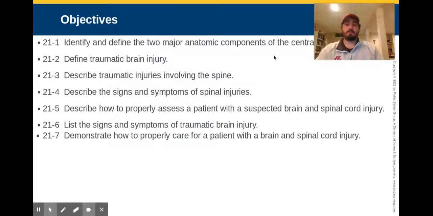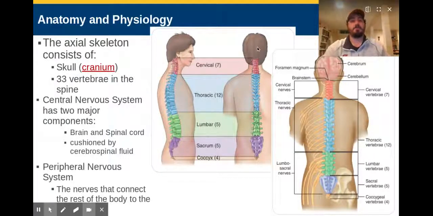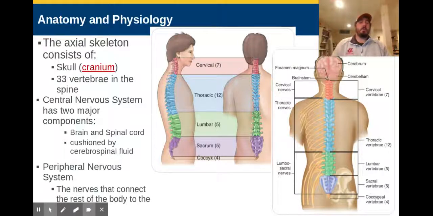All right, so we're going to start off talking about some anatomy and physiology first, because it is really important. These are things that we need to know as EMS providers and really anybody working in an emergency medicine field, right? We know we have the axial and the appendicular skeleton. So we're really talking about the axial skeleton, right? Skull, vertebrae, ribs, and sternum here.